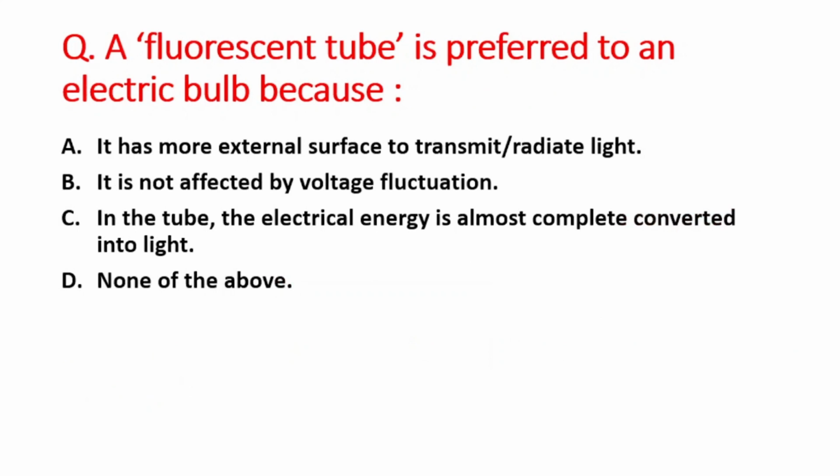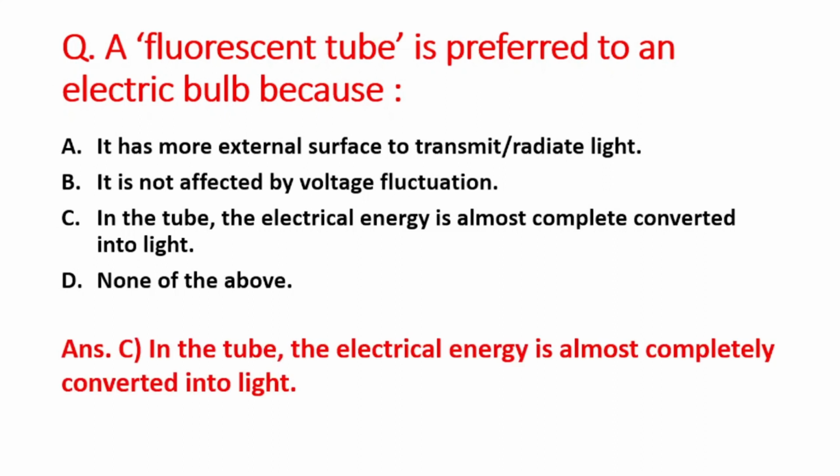Next question is: a fluorescent tube is preferred to an electric bulb because A option is it has more external surface to transmit or radiate light. B option is it is not affected by voltage fluctuation. C option is in the tube electric energy is almost completely converted into light and D option is none of the above. So a fluorescent tube is used more in comparison to an electric bulb because in the fluorescent tube, the electric energy is almost completely converted into light form. That is option C is the right answer.